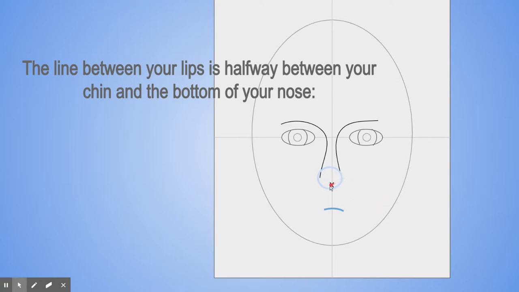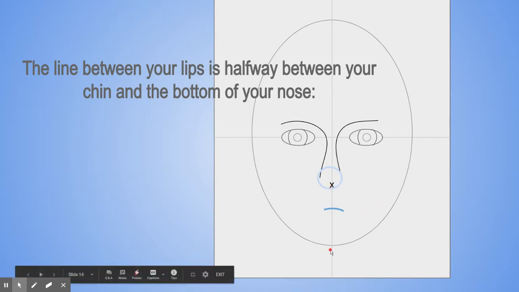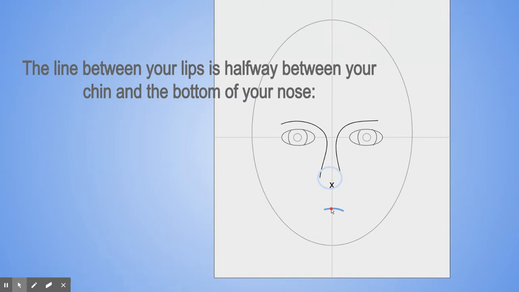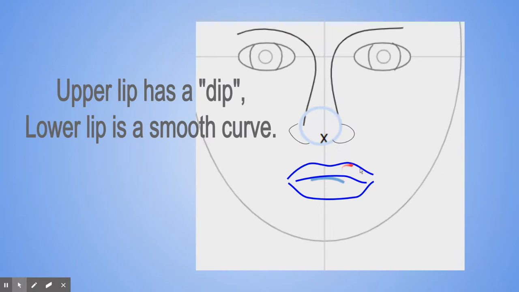Now, from the bottom of the nose to the chin, guess what's halfway? The line in the middle of your lips is halfway. Not your upper lip, not your lower lip, the place where they meet in the middle. Your upper lip will have two bumps on it like this. If you look at yourself in the mirror, you can verify that, while your lower lip usually only makes one curve that goes down but doesn't have the dips in it. So just draw in a couple like that.